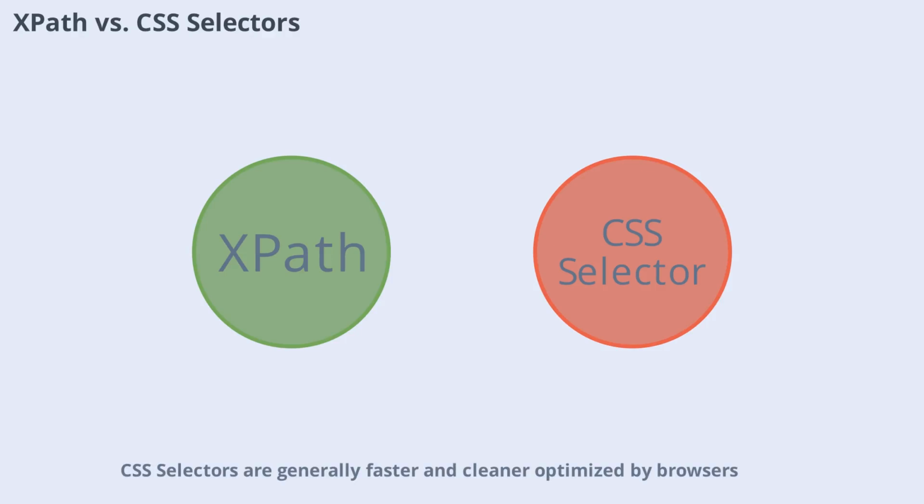CSS selectors are generally faster and cleaner, optimized by browsers, but can't navigate upward in the DOM. XPath can traverse both directions and search text dynamically, but may be slower in older browsers. Choosing the right selector impacts both speed and maintainability of your tests.